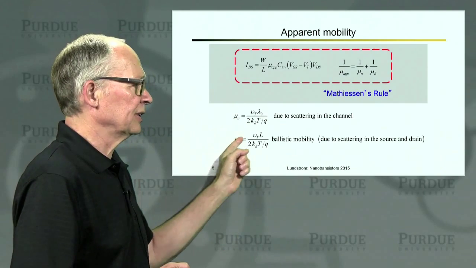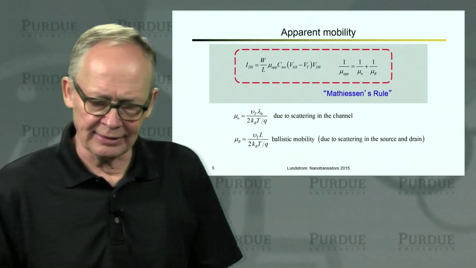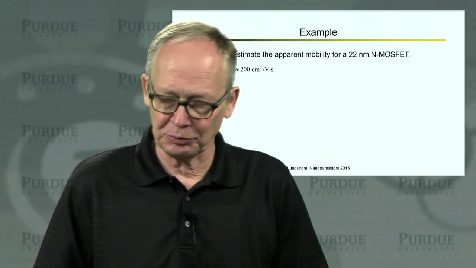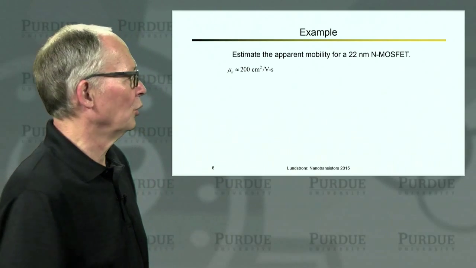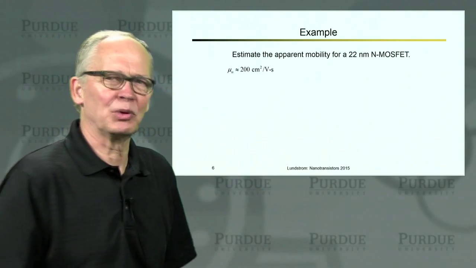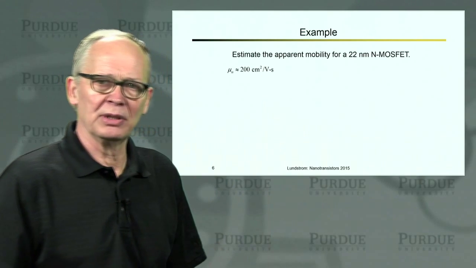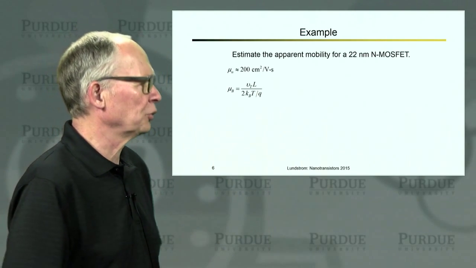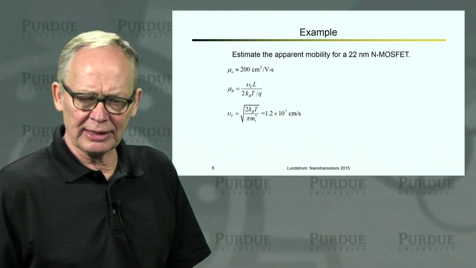So these two different physical processes combine together to give us the apparent mobility in our linear region current expression. Just a quick example to get calibrated on how this all works. Let's take some rough numbers for current day technology and estimate the electron mobility as, say, 200 centimeters squared per volt second. We need to then calculate the ballistic mobility.